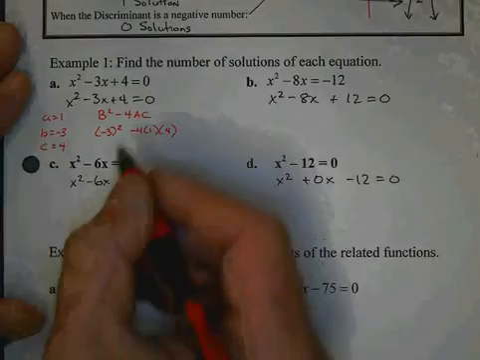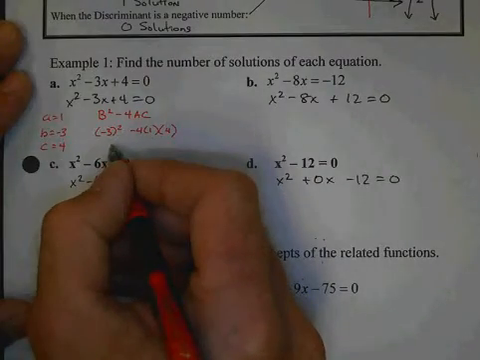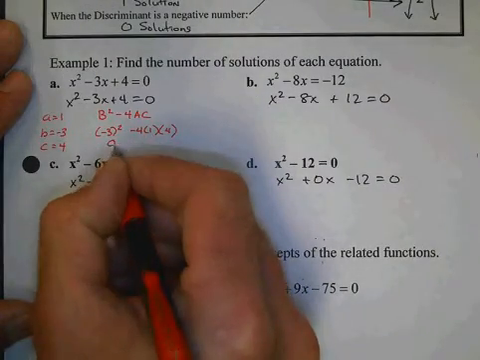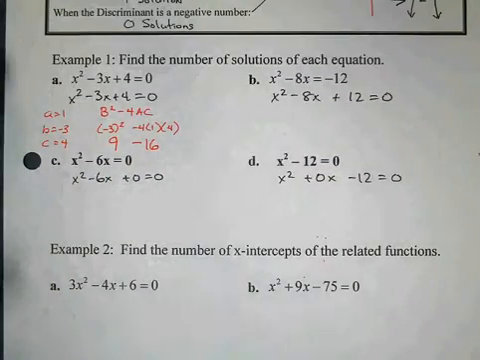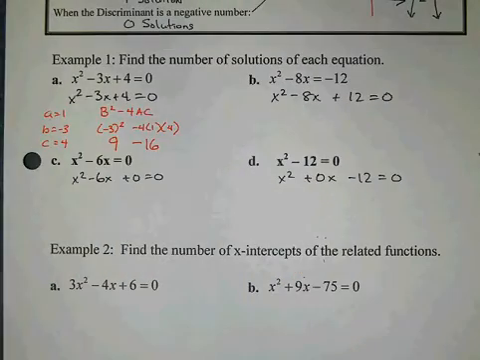What's negative 3 squared? 9. Minus 16. You agree? 9 minus 16 is what kind of number? Negative. Therefore, Luke, it's a negative number. How many solutions do we have? 0. Can you take the square root of a negative? That's why you have 0 solutions.